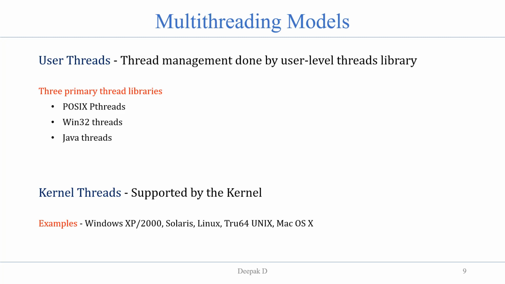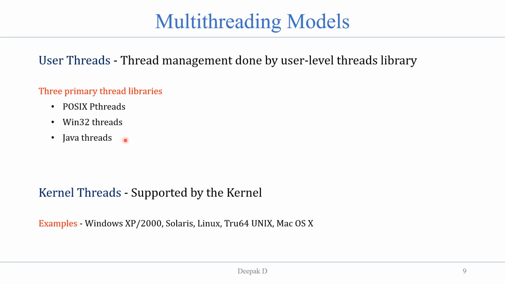See, however, the support for threads has to be provided either at the user level or at the kernel level. When the support is provided at the user level, we call them user threads, meaning the threads are managed by a user-level threads library. Some major examples of user threads are POSIX Pthreads, Win32 threads and Java threads.